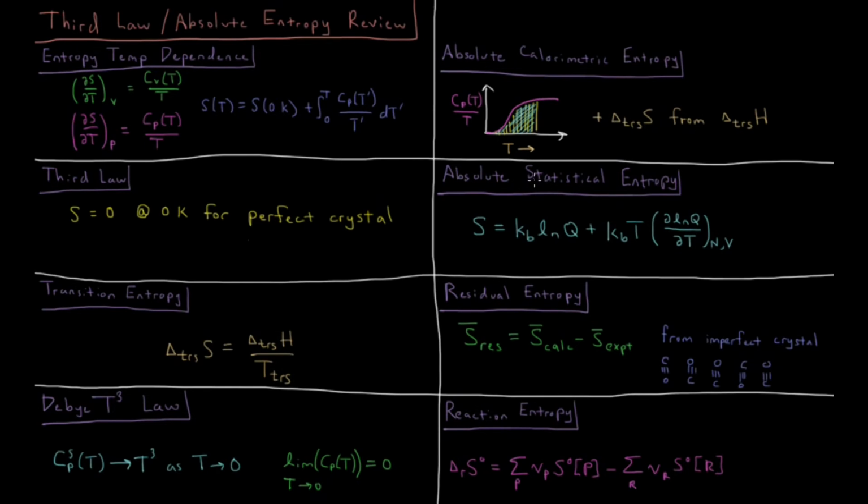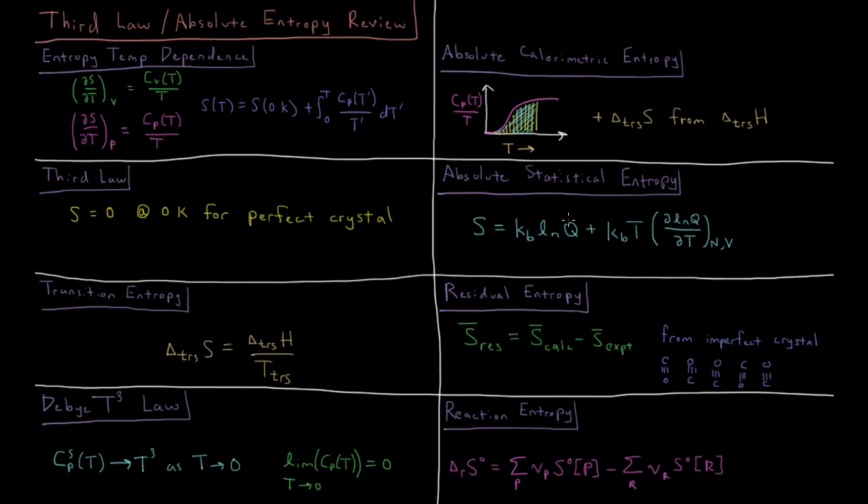We can do this through statistical mechanics if we can calculate what the partition function of the substance is. So the entropy is equal to the Boltzmann constant times the natural log of the partition function, plus another term, the Boltzmann constant times the temperature times the partial derivative of the natural log of the partition function with respect to temperature, those being taken at constant number of particles and volume.